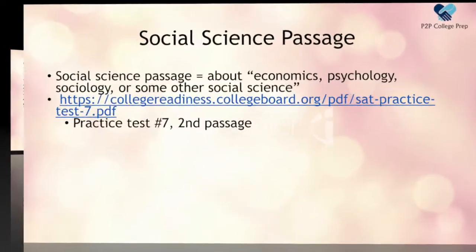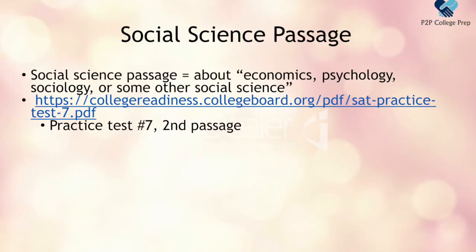Today, we are specifically focusing on the social science passage. College Board describes this passage as a selection about economics, psychology, sociology, or some other social science. Today, we'll be looking at passage number 2 from the SAT practice test number 7, which is available on the College Board website.